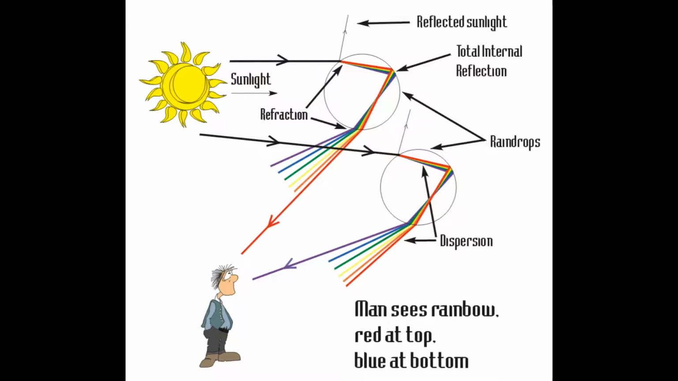Taking a step back, why does the light reflect off the back of the raindrop instead of simply being refracted again? It all has to do with the angle at which the light hits the back of the raindrop. To produce total internal reflection, the incident angle must be bigger than the critical angle. The critical angle is the incident angle that would produce an angle of refraction of 90 degrees.